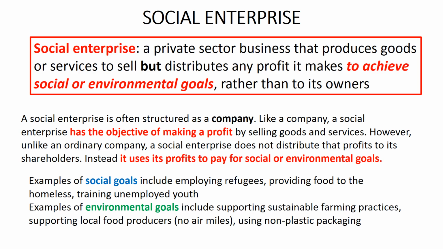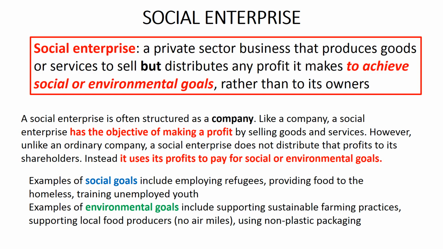For example, a social enterprise might have a social goal of training unemployed youths. There are, in fact, a number of cafes around Melbourne that train unemployed young people to work in the hospitality industry, that is, in cafes, restaurants and fast food outlets. These cafes have the objective of making a profit by selling food and drink to customers. But they use this profit to pay for staff who train unemployed people to serve at the cafe as counter staff, baristas, cooks, and dishwashers. Other social goals that a social enterprise might have include employing refugees and providing food for the homeless.